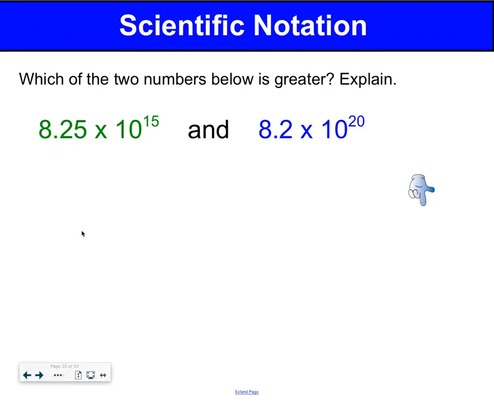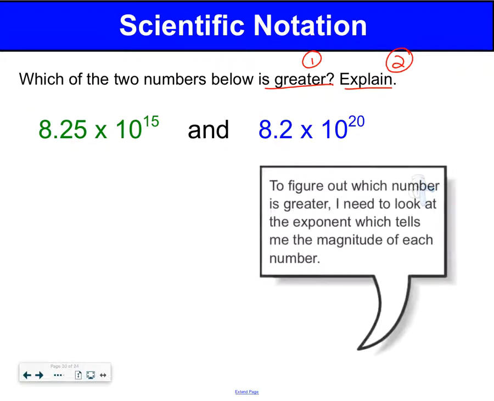For your assignment tonight, you'll be looking at scientific notation again. And we have a couple problems that we want you to look at. The first one is saying which of the two numbers below is greater, and we must recognize that they're asking us to explain. So you have to answer this question, that's the first question, but then you also have to answer that one.